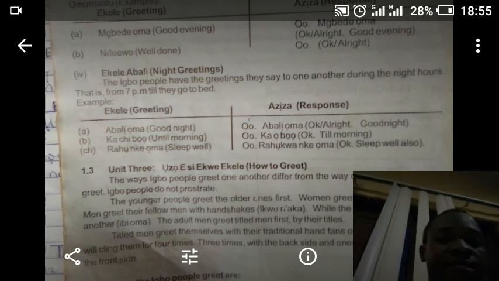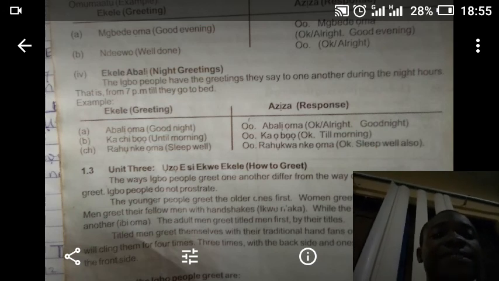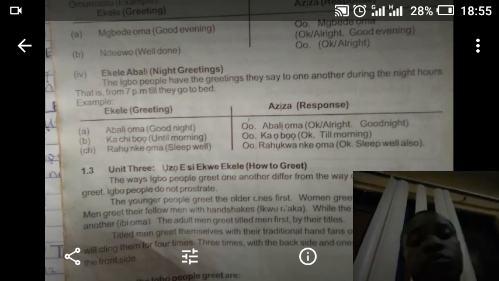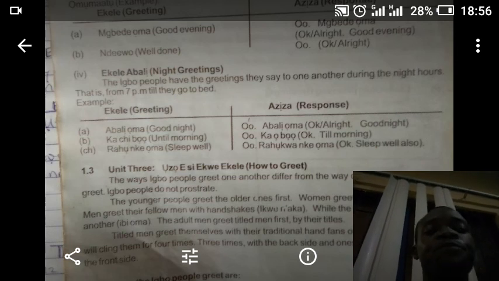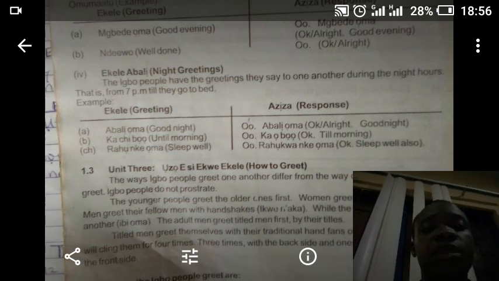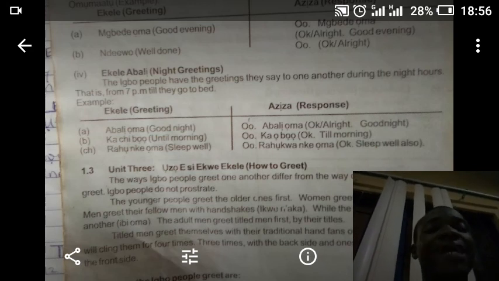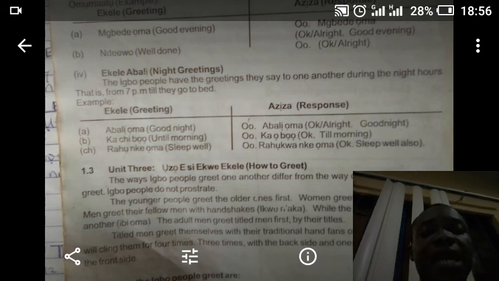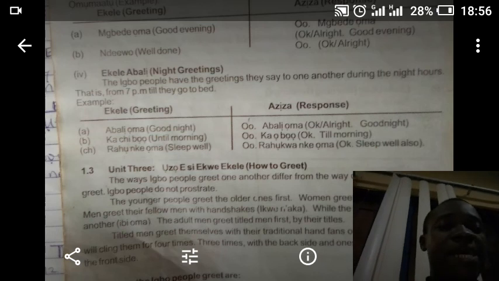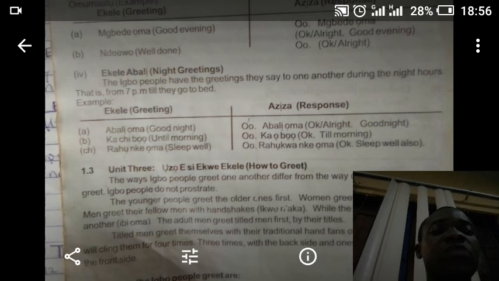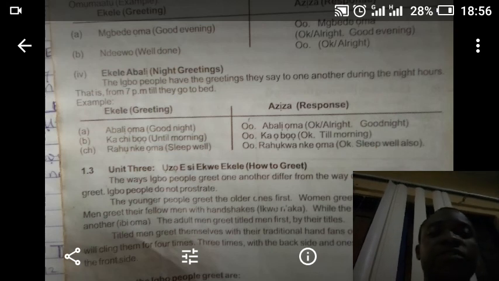Now look at the night greeting, which is ekele abale. Abale is night in Igbo. These are the different ways in which you can greet somebody at night. The first one is abale oma, which is good night, and the person will respond, oh, abale oma. You can see the English translation there.